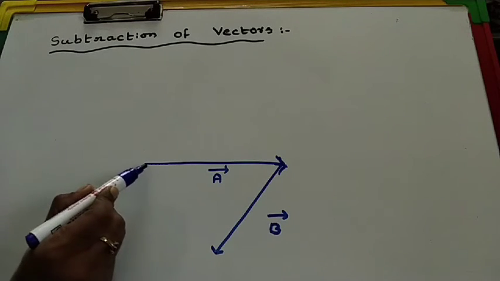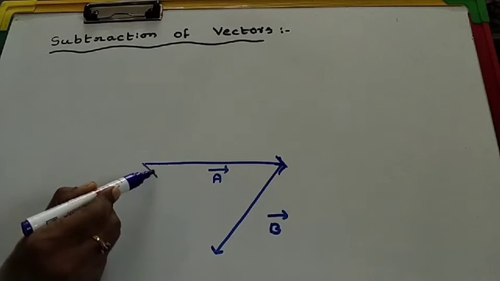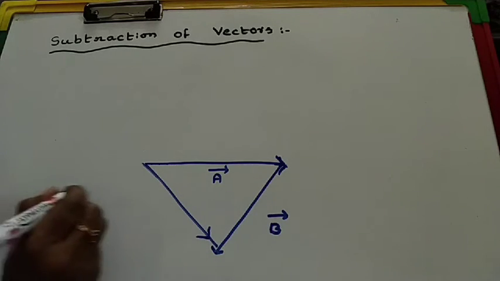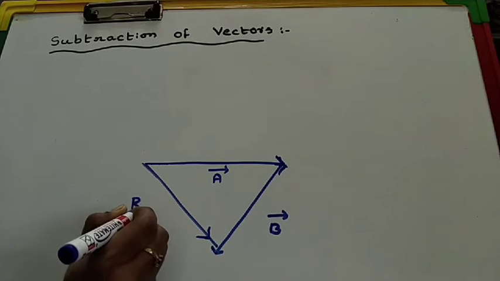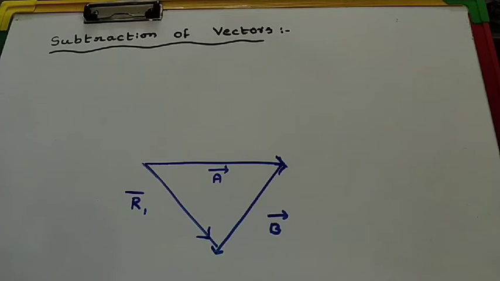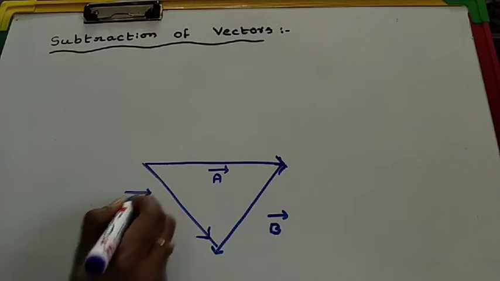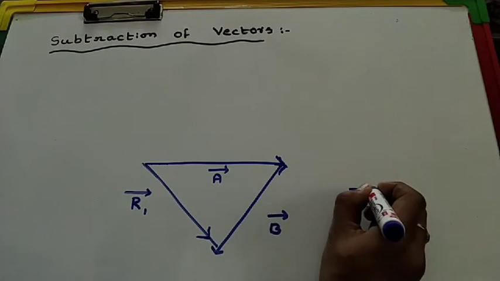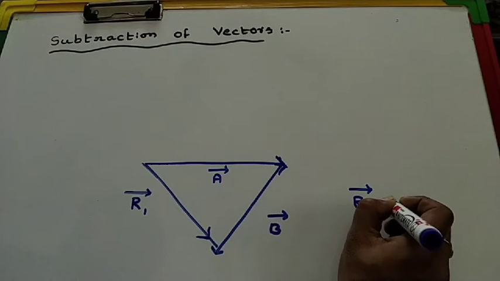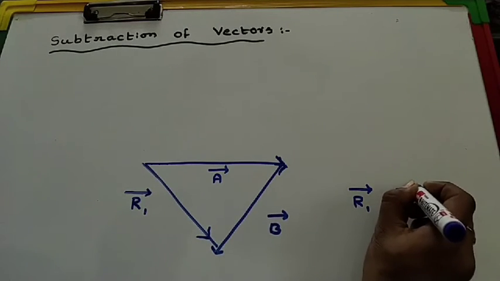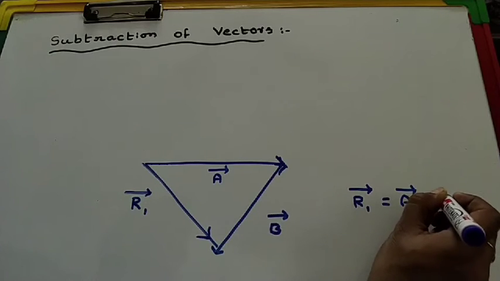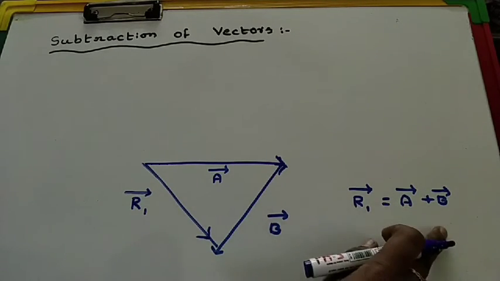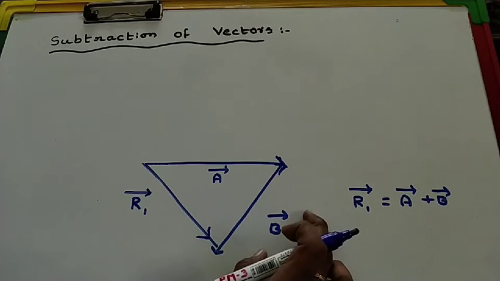Where is the resultant? This is the resultant. This resultant we called as R1 vector. Now tell me, what is R1 vector? The R1 vector is equal to A vector plus B vector. Okay. Now tell me, what is R1 vector? A vector plus B vector.